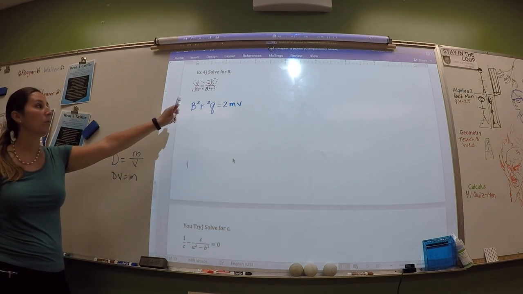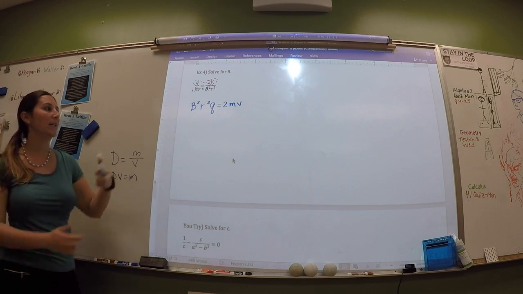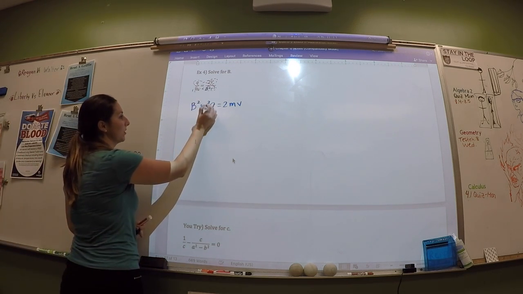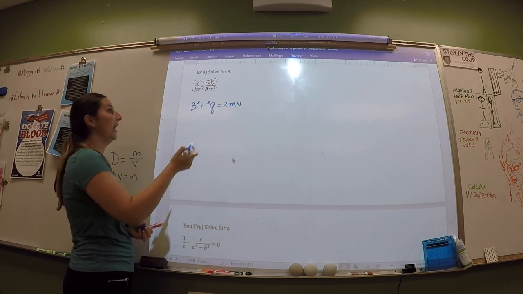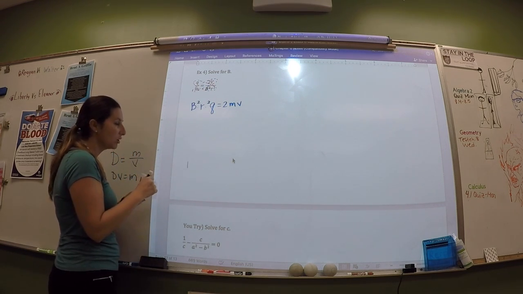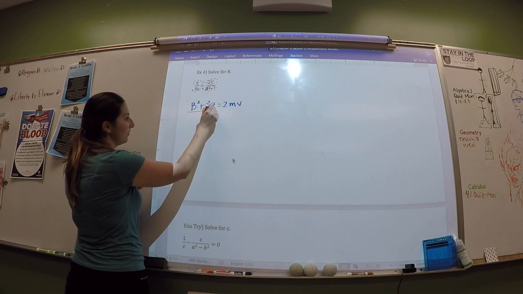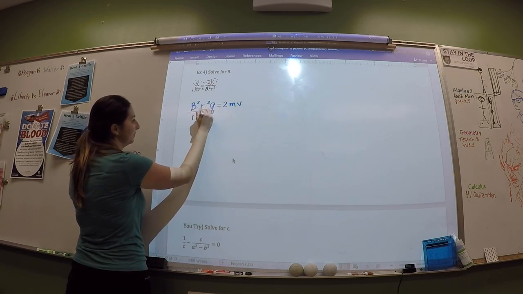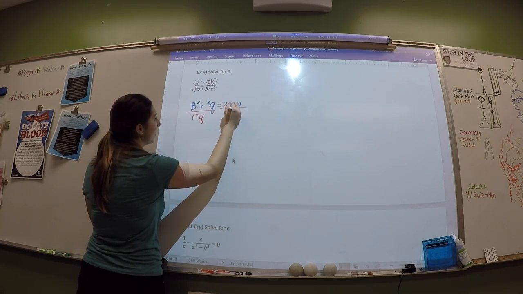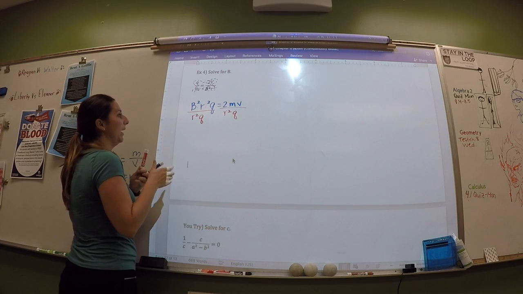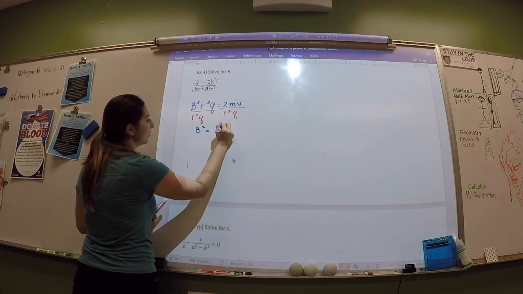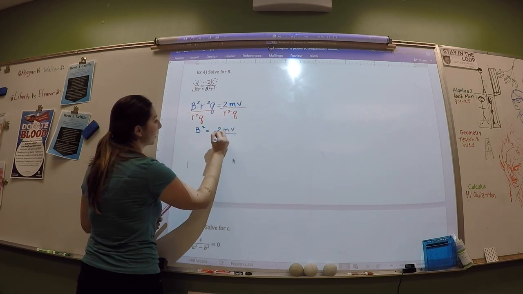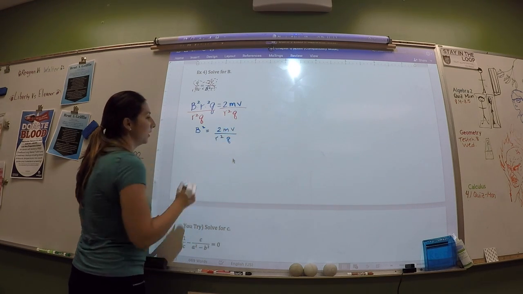So anywho, we are going to solve this for b. b is being multiplied by these two terms. We know that because we multiplied it by q when we cross multiplied, and it was already being multiplied by r. So if we want to isolate it, we would divide by the other two letters that are being multiplied by it. So that would give us b squared equals 2mv over r squared q.